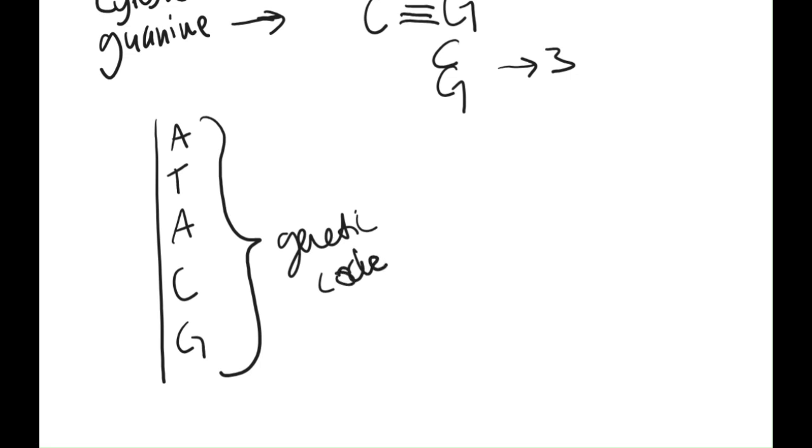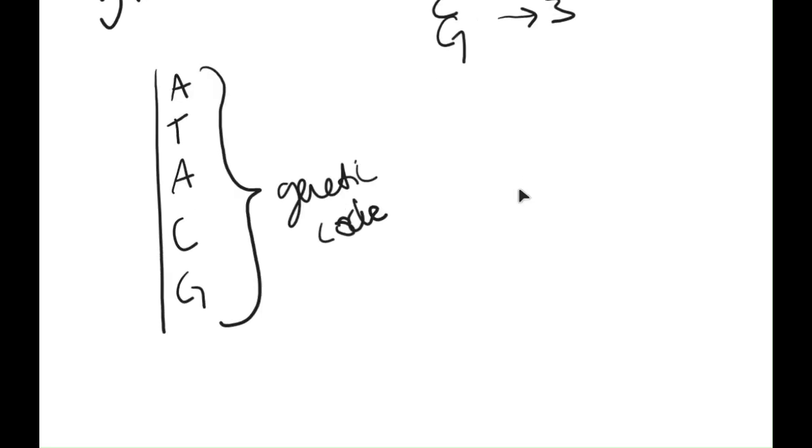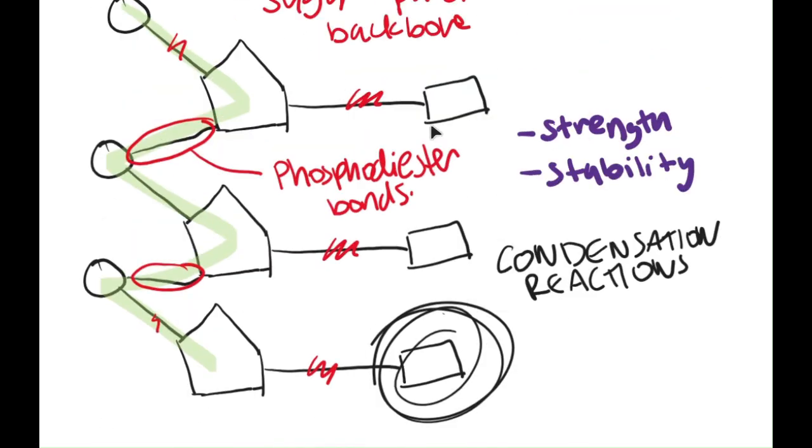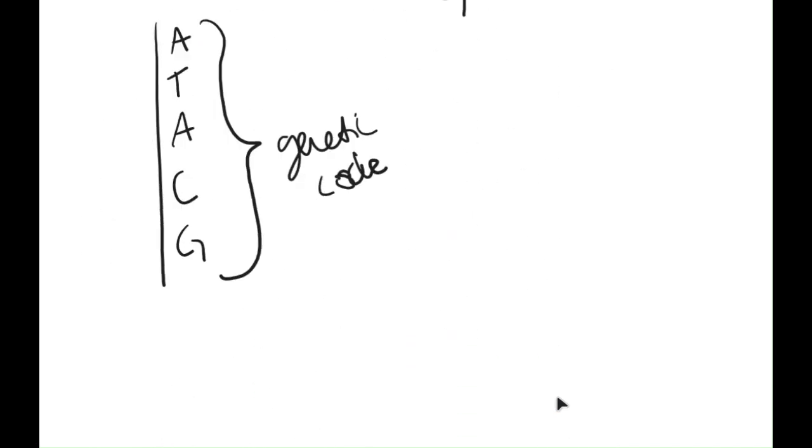Just to put on the record, RNA also goes through the same condensation reactions as DNA, but it is single-stranded while DNA is double-stranded. And it looks exactly the same. This could also be an RNA strand. But let's go more into depth on the DNA double helix.